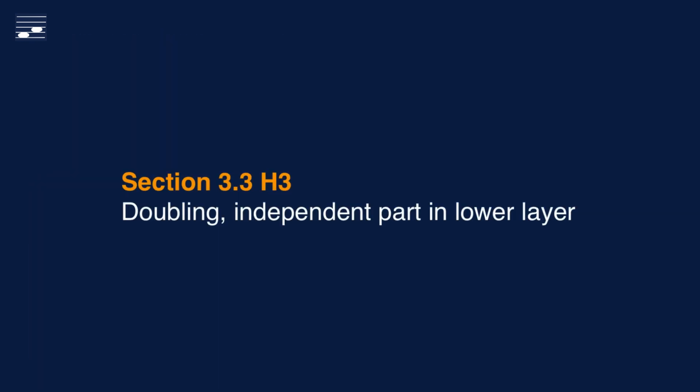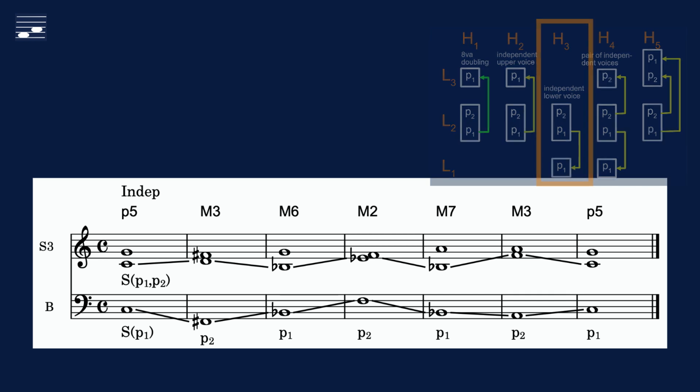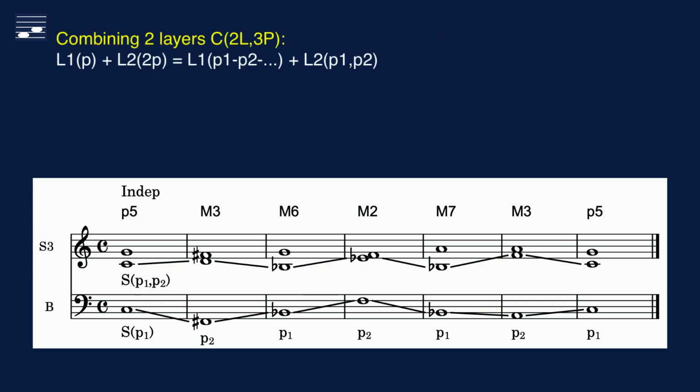The same mechanism yields a second option, that is shown here in the lower staff. The bass also alternates between parts from the given interval layer, preventing parallel octaves. The consequence is a single diminished fifth leap in the bass. Listen to this combination.